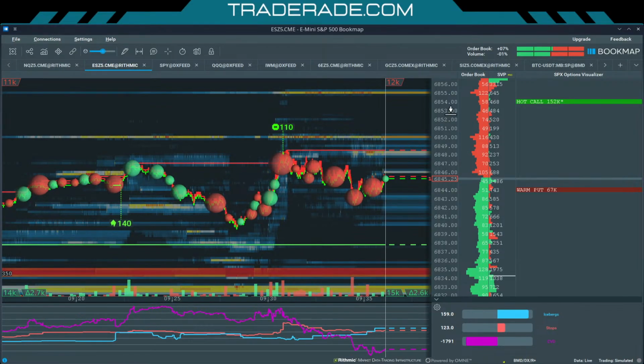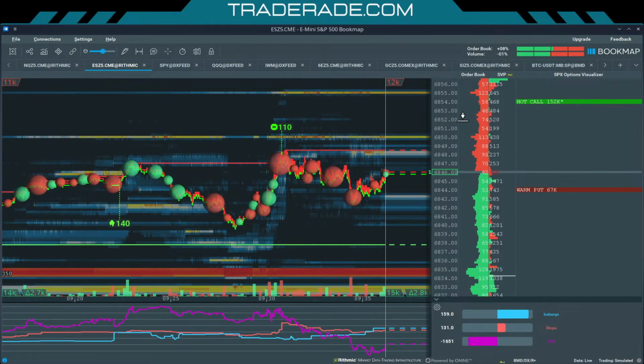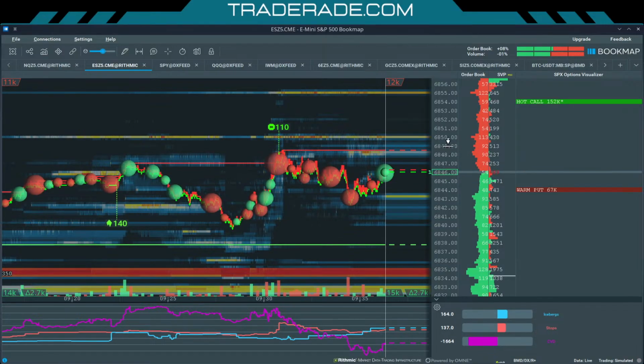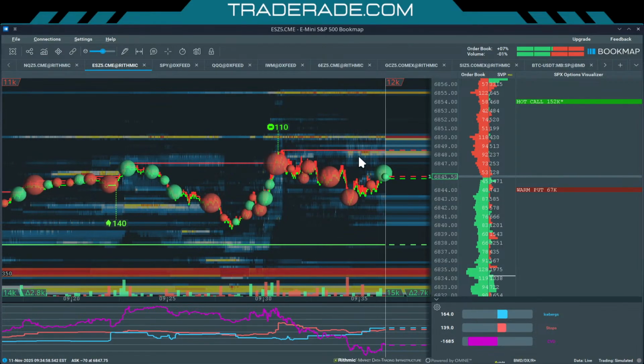Still watching that 6848.25 pivot as our major resistance level. We've had about 6 minutes of opening range here. It's about a 10 handle, 11 handle opening range. So not bad, but I'd love to see it more than 15 handles. That gives us a sense that it could be more of a dynamic day.